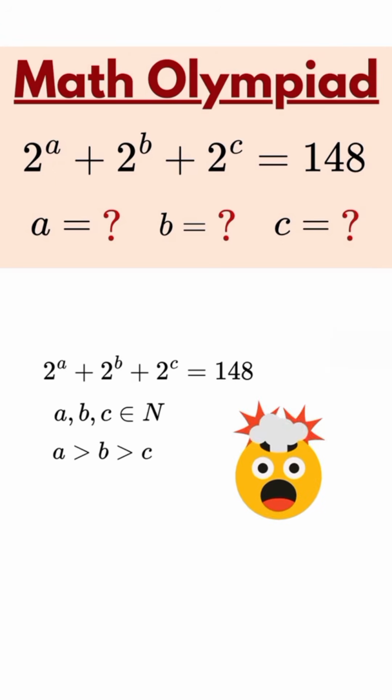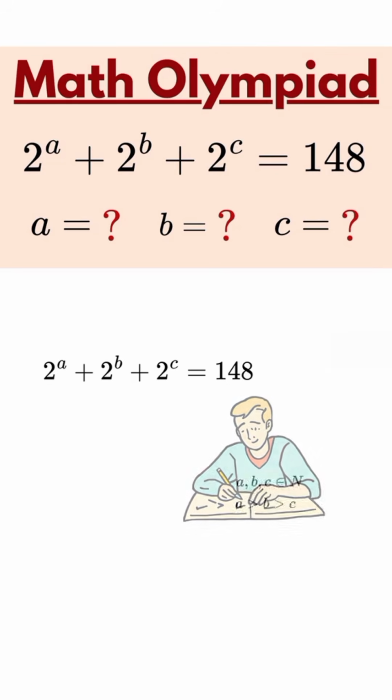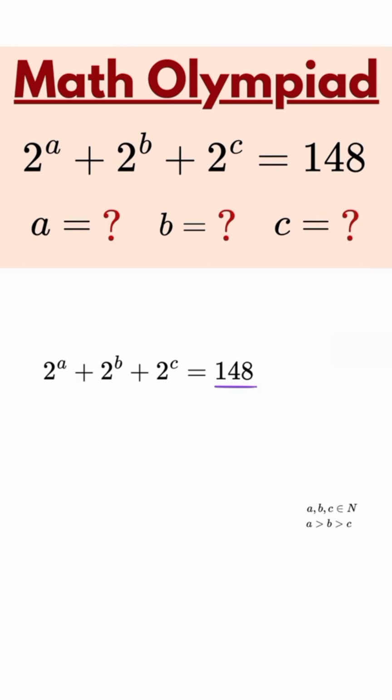It is so mind-blowing to note that even though we have only one equation but three variables, which is an impossible equation to solve, still we will be able to solve it algebraically. We know that the number 148 is even. Also, we know that any power of 2, except 2 to the power of 0, is always even.